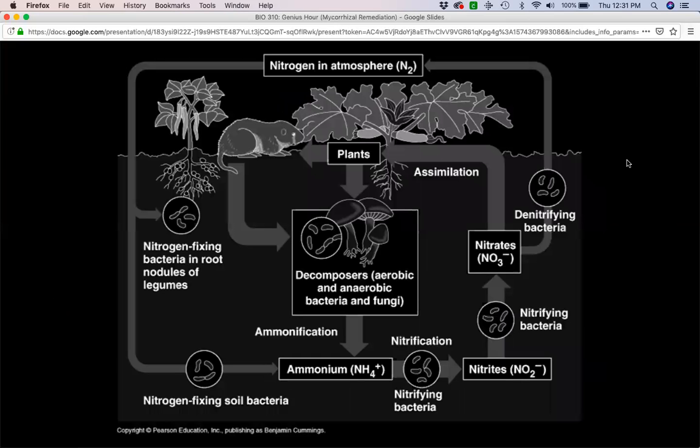But the important thing to note is that biofertilizers can do this process on their own. Specifically, we're looking at mycorrhizae fungi. Mycorrhizae fungi can do the same process of taking inert N2 and changing it into something biologically active in the form of ammonium.